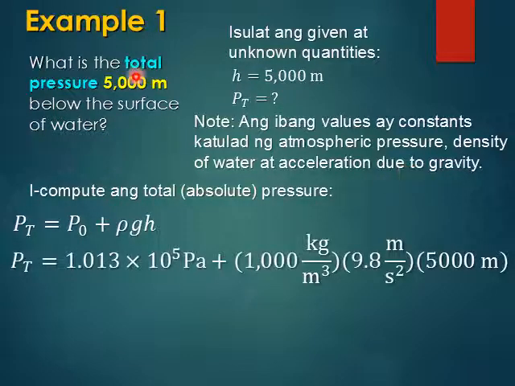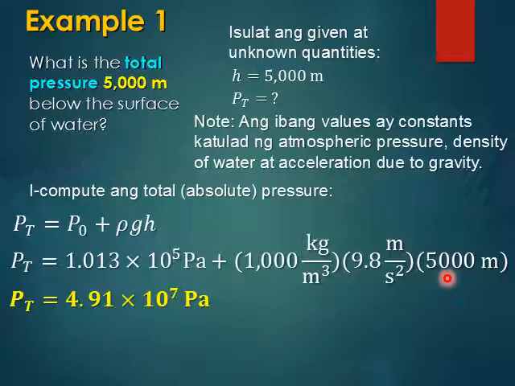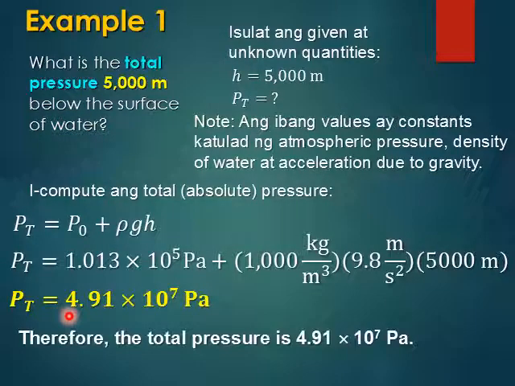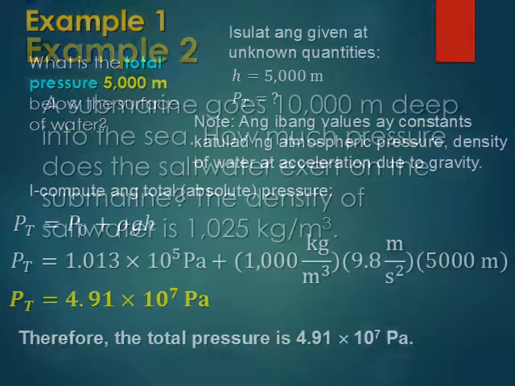If we substitute, 1.013 times 10 to the 5th pascals, this is the atmospheric pressure, plus 1,000 kilograms per cubic meter, which is the density of pure water, times 9.8 meters per second squared, acceleration due to gravity, times 5,000 meters. When we compute this, we get a total pressure of 4.91 times 10 to the 7th pascals.